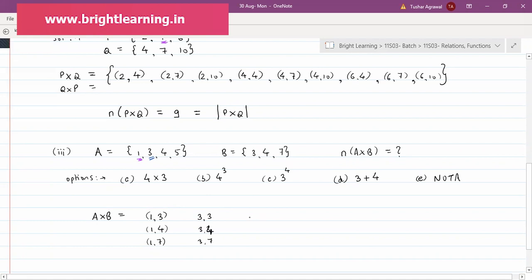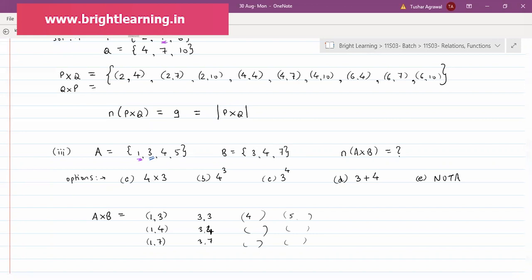And then 4 will get paired up with 3, 4, 7, and then 5 will get paired up with 3, 4, 7. So, the simple unitary method. What is the unitary method? If a single element gets paired up with 3 elements, with how many elements will 4 elements get paired up? One element corresponds to 3 elements, so 4 elements correspond to 4 into 3, that is 12 elements. So 4 multiplied by 3 will be my answer. Is that clear?